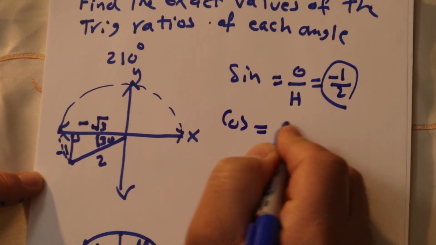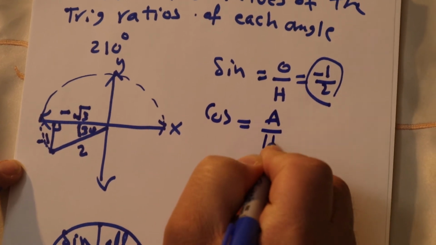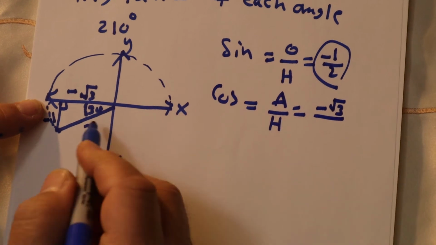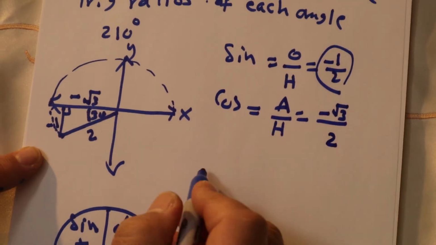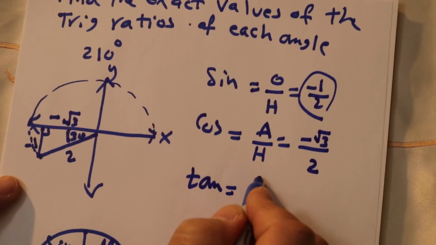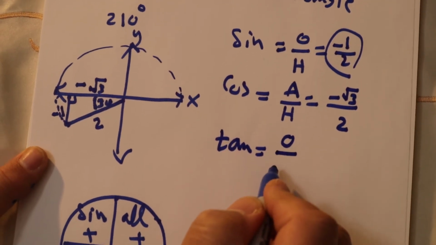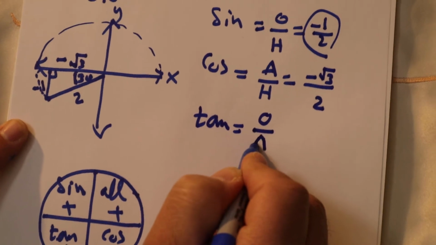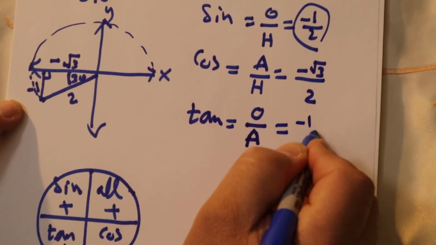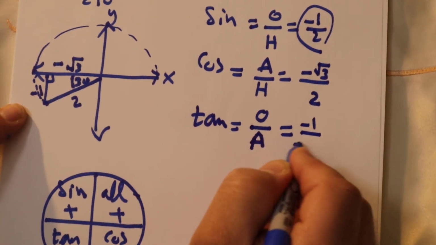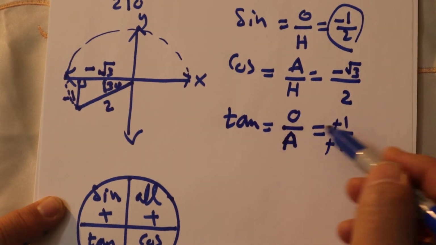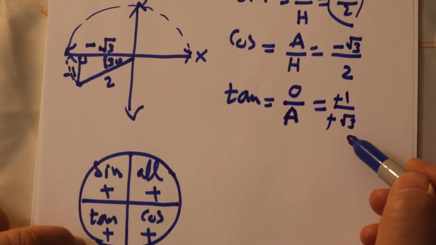Cosine will be adjacent over hypotenuse. Adjacent, which is negative square root of 3, over hypotenuse, which is 2. Finally, if you want to find tangent, as you know, tangent is opposite over adjacent. Opposite, which is -1, divided by adjacent, which is negative square root of 3. Cancel all negatives, and you see it? Tangent is positive now. Here you go. Tangent is positive.